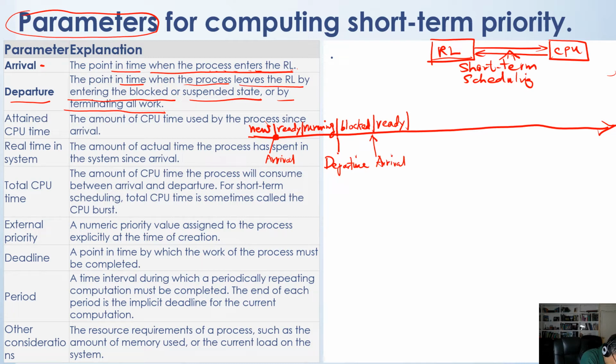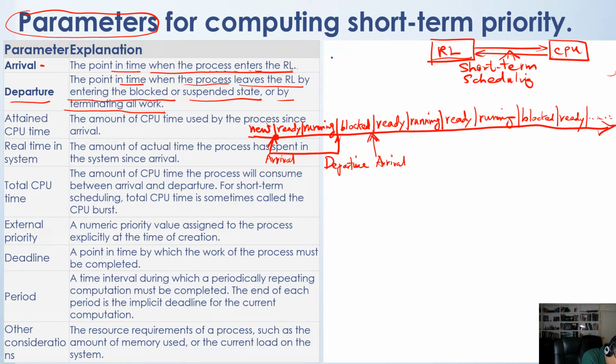And once in the ready state, it may change to the running state if the CPU is available for this process. After it finishes executing, it will be back to the ready state, and then back to the running state, and then blocked again, and then back to the ready state, running state, right? So this is the arrival time, and this is the departure time.